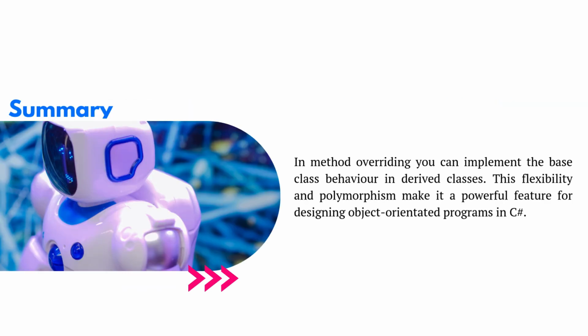Summary. In method overriding, you can implement the base class behavior differently in derived classes. This flexibility and polymorphism make it a powerful feature for designing object-oriented programs in C#.